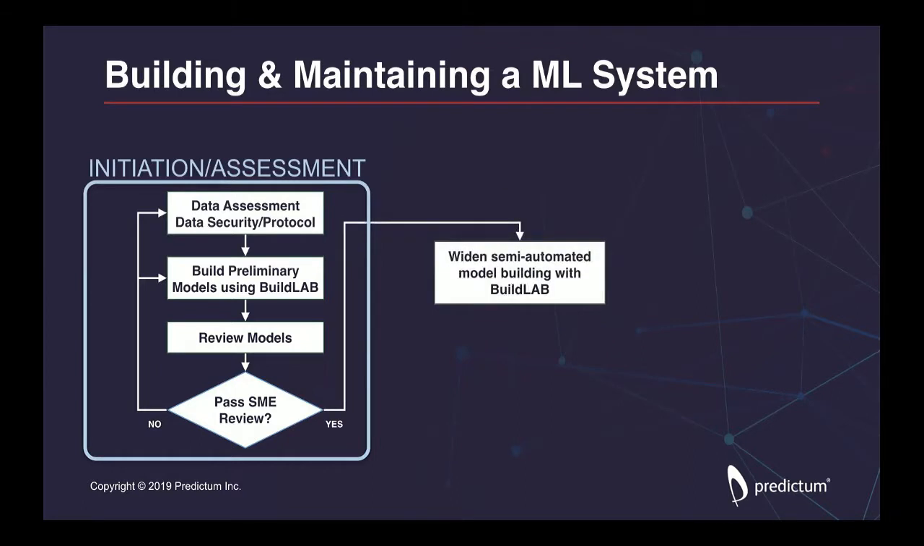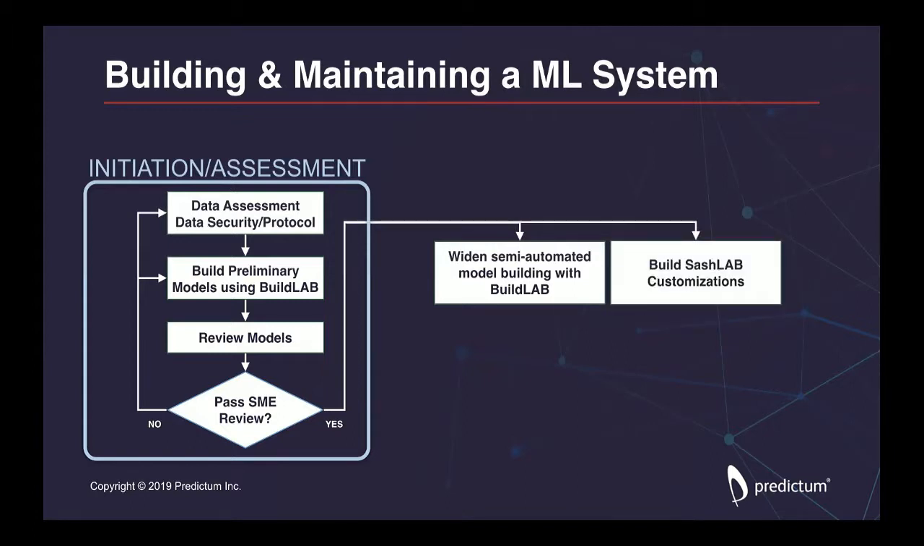But then what we'll do is we'll widen that semi-automated model building. So we'll incorporate more data. We'll look at more response information, and bring it in and really get those machines working. And at the same time, we'll work on customizing SashLab for you. What you saw earlier was kind of a generic example, you might say, in one particular instance for formulations and compounding. For you, it might be something different. So we need to understand what that is and start building that out.